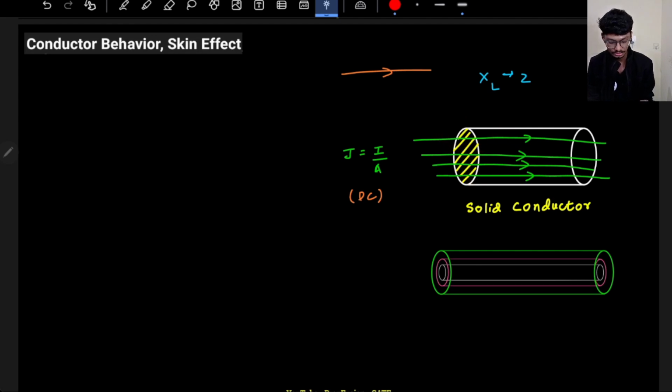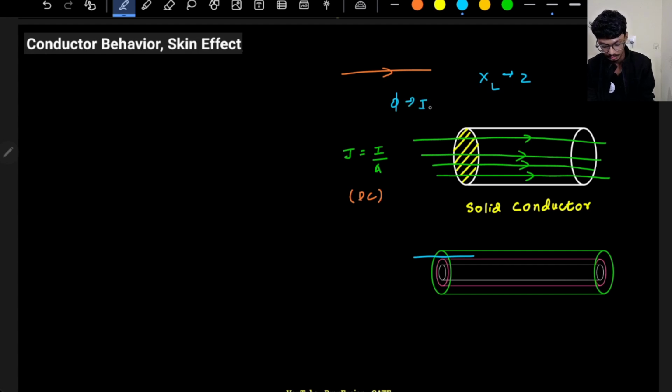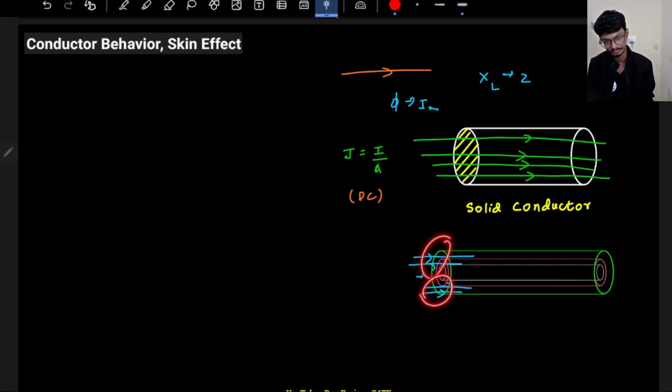That basically means I will need more current on the outside, because flux is there. Flux is proportional to the current. So more of the current will flow through the periphery, because more flux is outside. More current will be on the outer side than on the inner side. So effectively more current is flowing on the outer side.